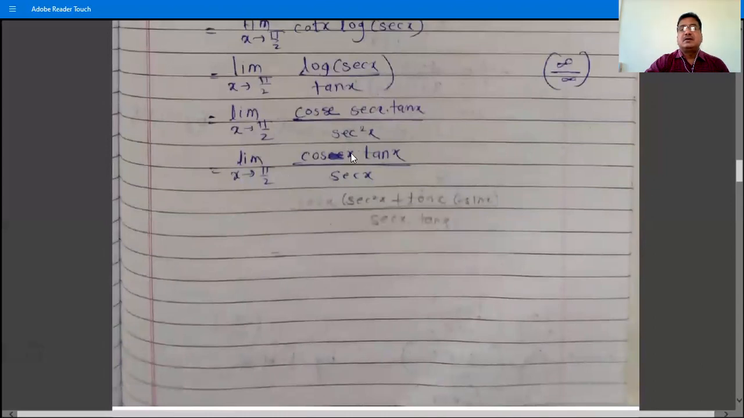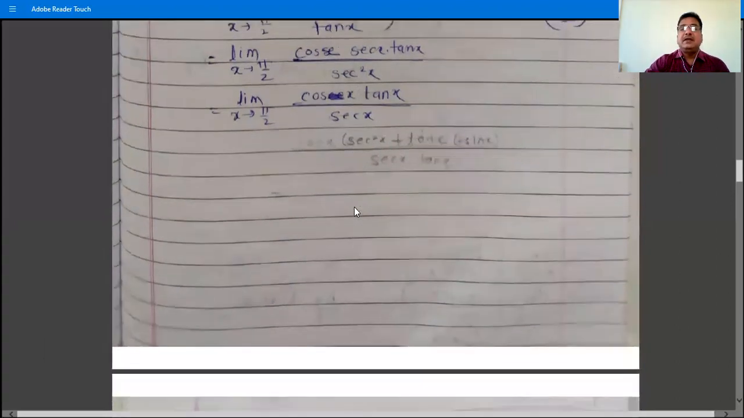Simplify this. Write this: cosec x means 1 by sin x, sec x means 1 by cos x. Here, cos x. Tan x means sin x by cos x. Here, sin x gets cancelled, and therefore we have sin x by sec x. In this way, solve the remaining example.